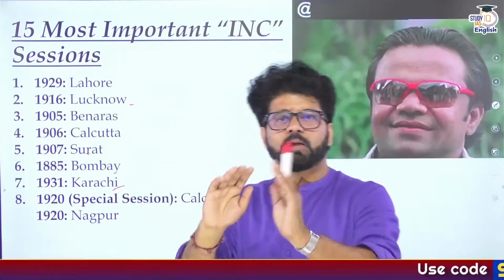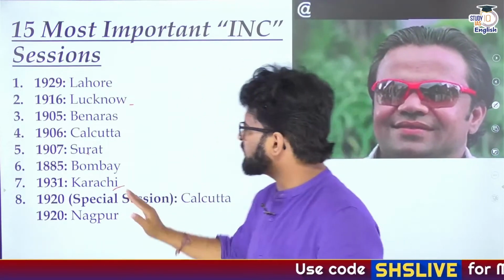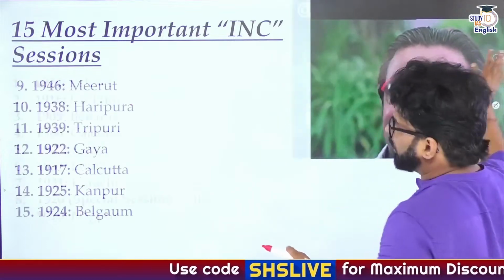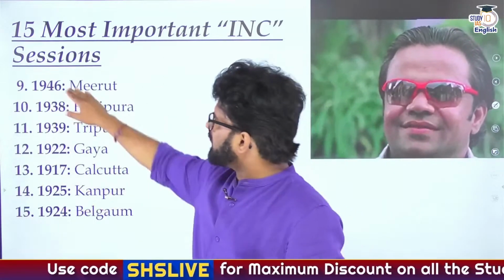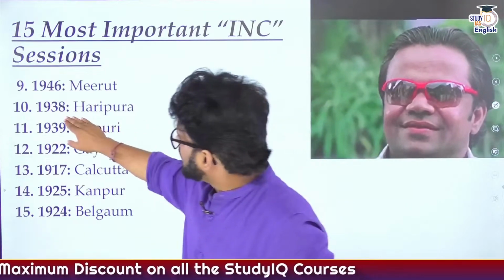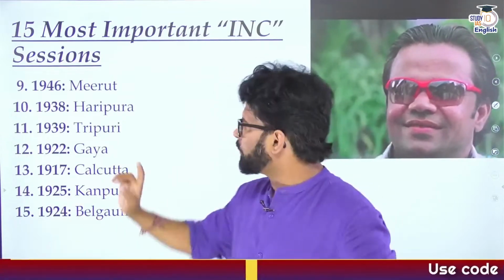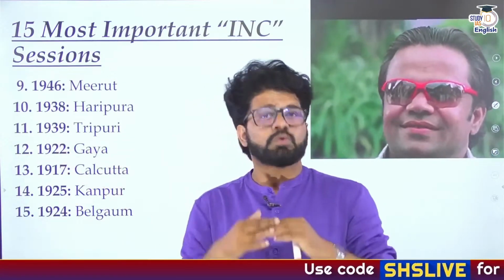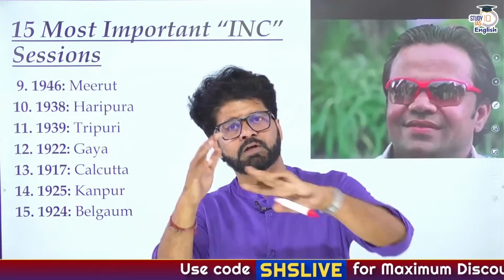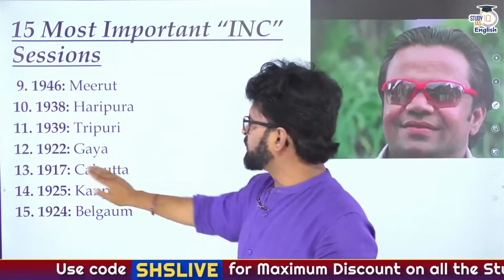Then 1920, the time of the non-cooperation movement, special session and normal session. Please remember the order, keep a tab on the order. 1946 Meerut, last session before independence, and J.B. Kripalani. 1938 Haripura, Gujarat, Subhash Chandra Bose. 1939 Tripuri, clash between Gandhiji and Subhash Chandra Bose, so it becomes important. 1922 Gaya, C.R. Das, Swaraj Party will be formed, so this is important.